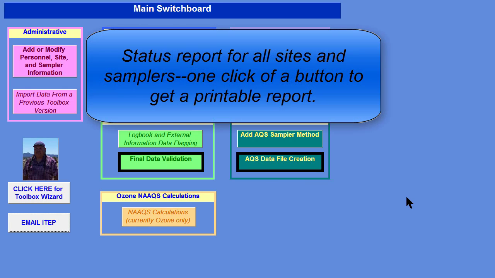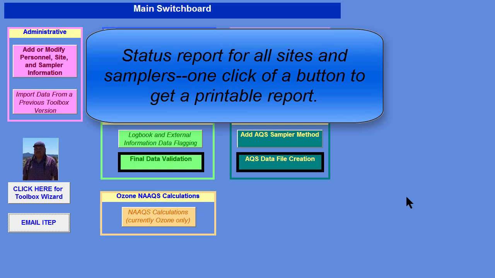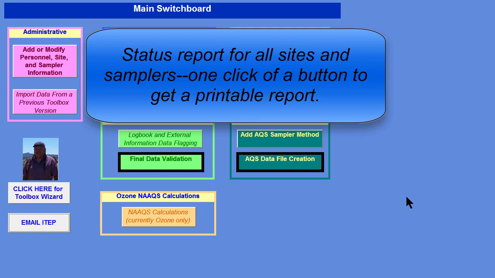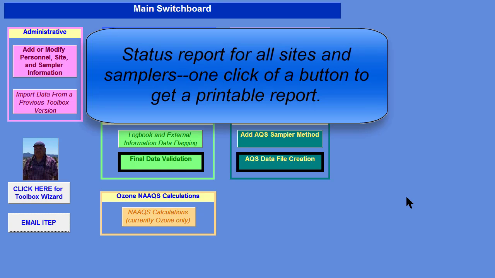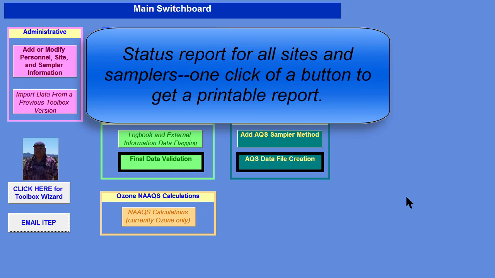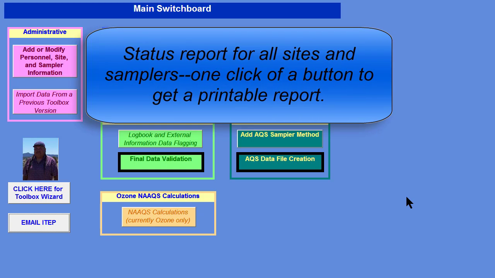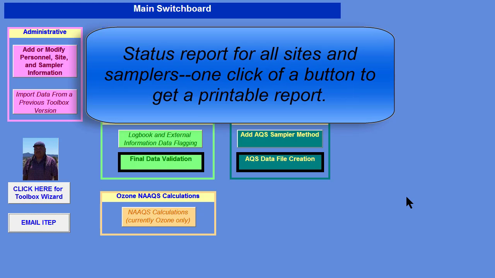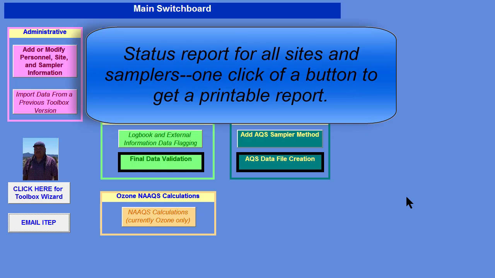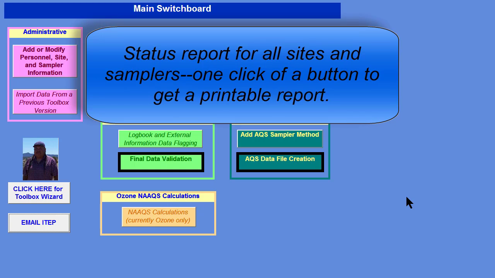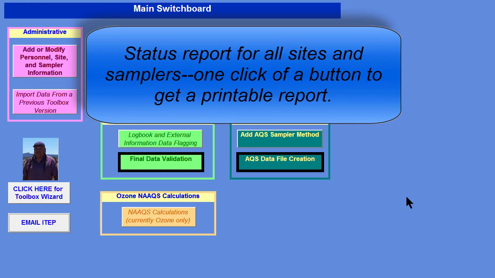And the next thing I want to demonstrate is that my Air Program Manager asked me to give her a report of the data that I've entered into the toolbox so far for my personnel, my site, and my sampler. And she wants that information printed out to make sure I entered it correctly. So there is a report in the toolbox that will do that for you.